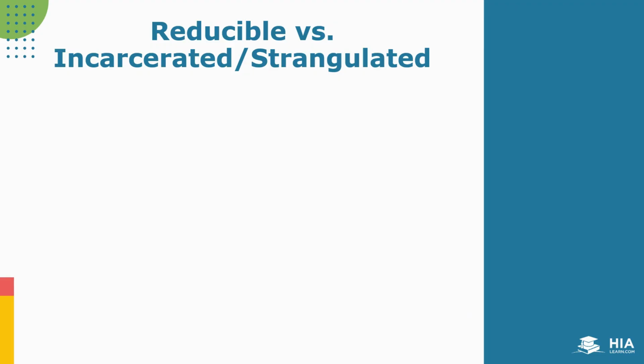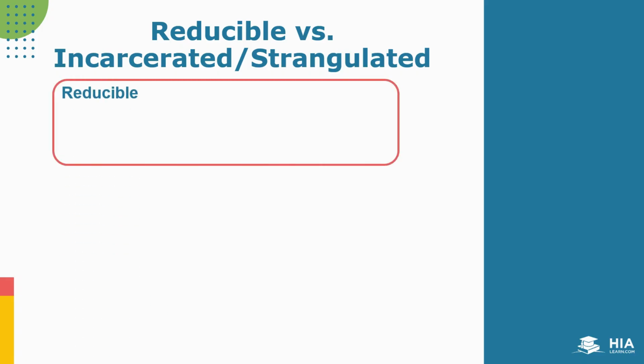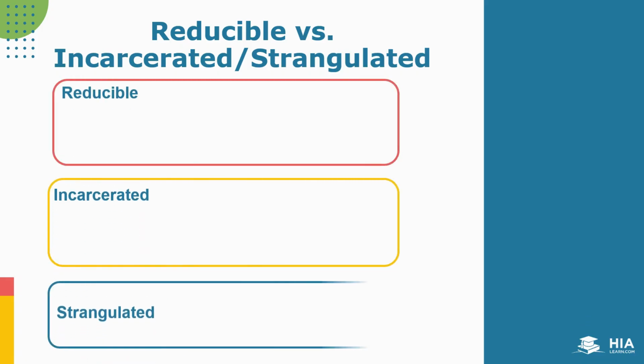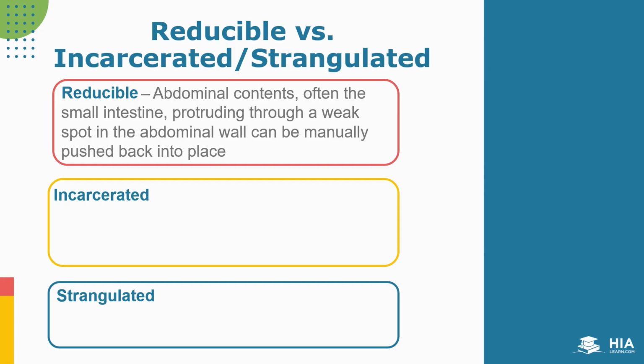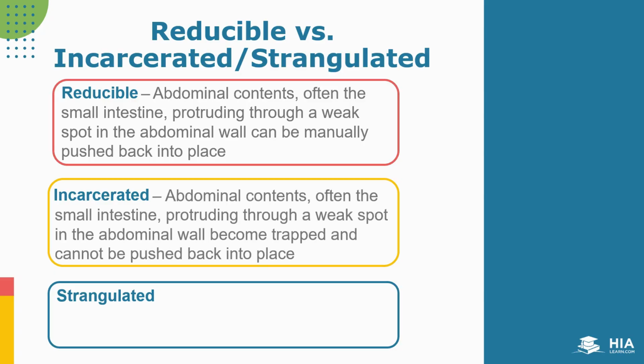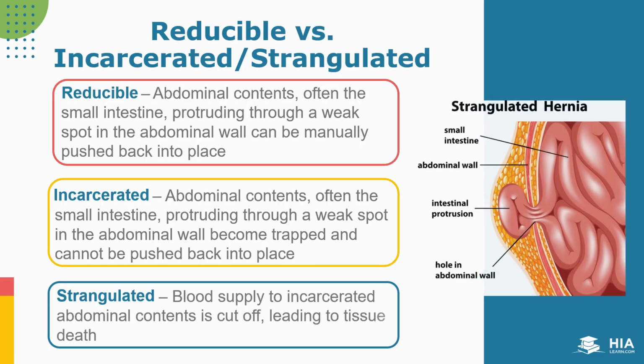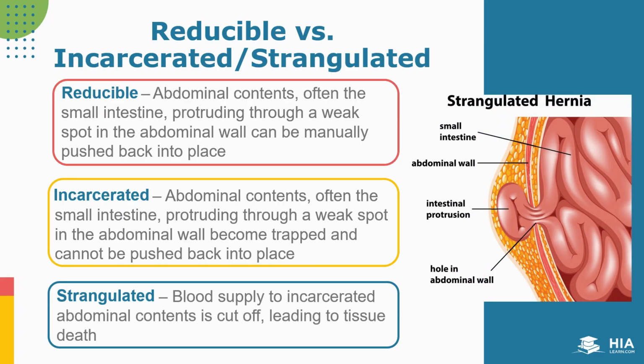Beyond type and location, hernias are further specified according to their status as reducible, incarcerated, or strangulated. A hernia is reducible when the structures protruding through the abdominal wall can be manually pushed back into place. An incarcerated hernia is one that is not reducible, meaning the abdominal contents cannot be returned to the abdominal cavity through manual pressure. A strangulated hernia is an incarcerated hernia to which blood supply has been diminished or cut off, leading to death of the incarcerated abdominal contents.